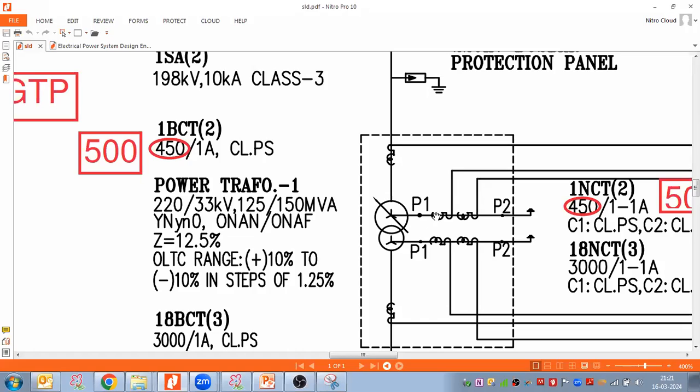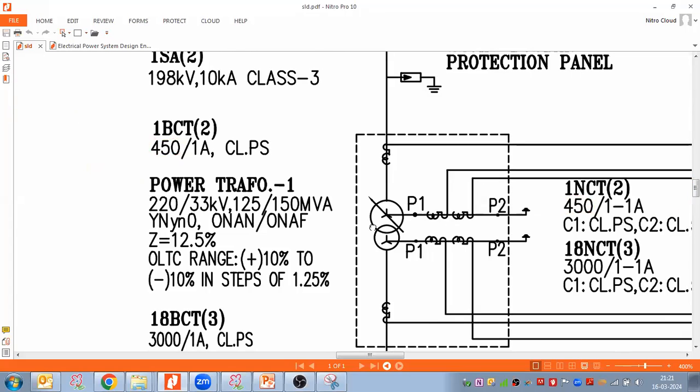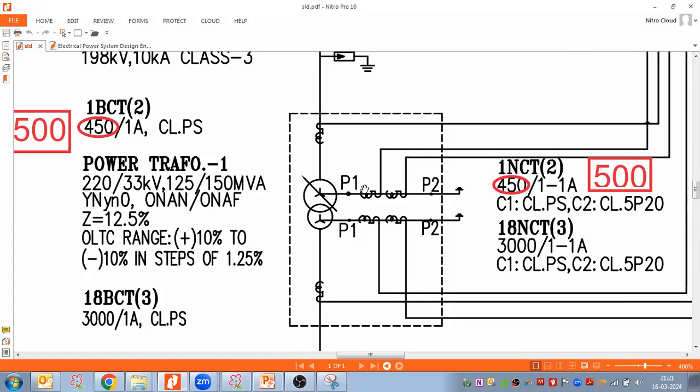And after that we have a neutral CT also. In this particular diagram, this neutral CT is inside the transformer bushing, correct?